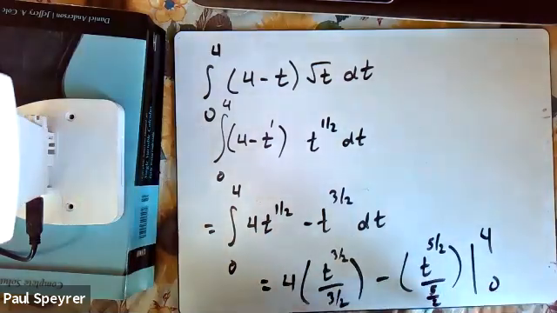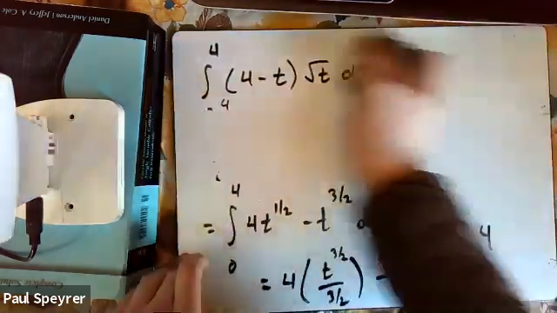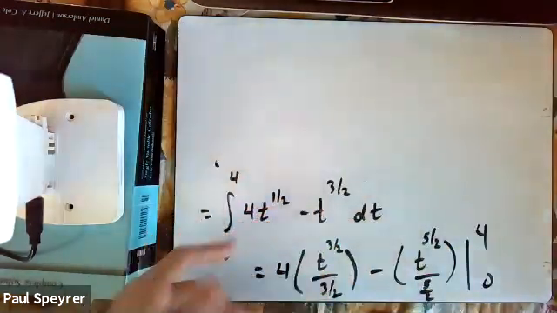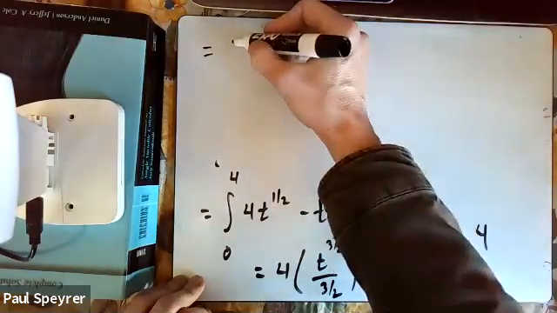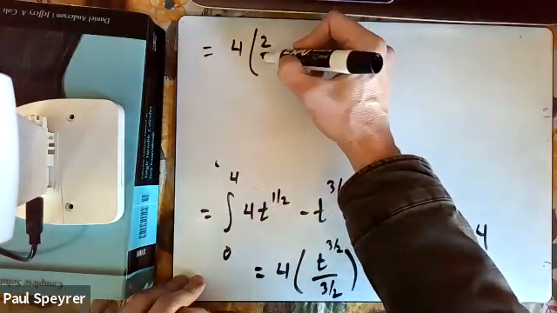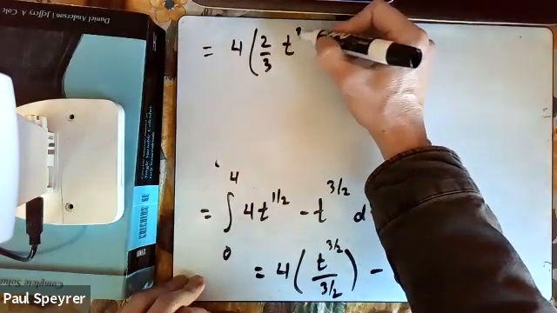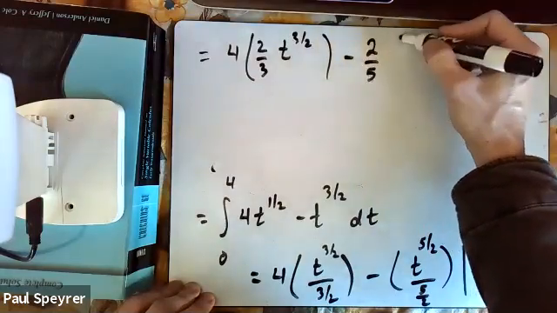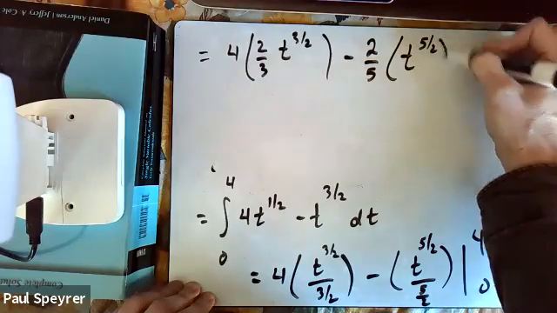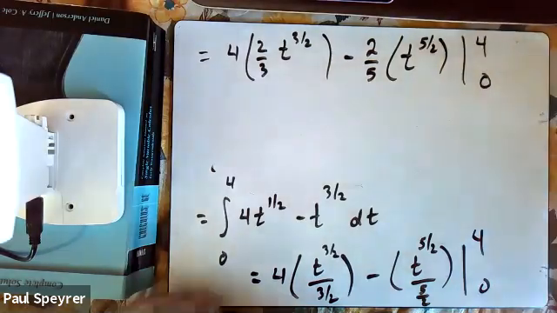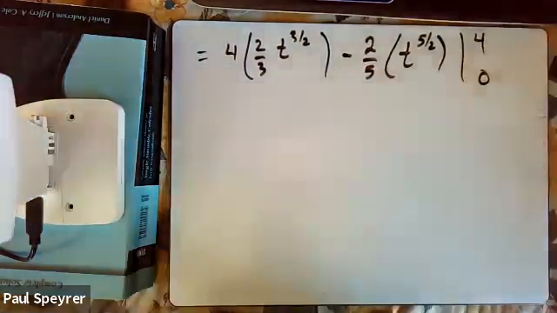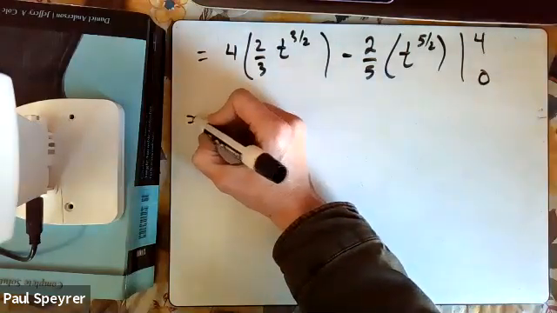Of course, let's clean up these fractions on the bottom of these other fractions, right? How do we do that? Remember, we're going to bring them up and multiply by the reciprocal. So we actually have 4 times 2/3 t to the 3/2 minus 2/5 t to the 5/2. And we're evaluating that from 4 to 0. Remember, upper limit minus bottom limit.